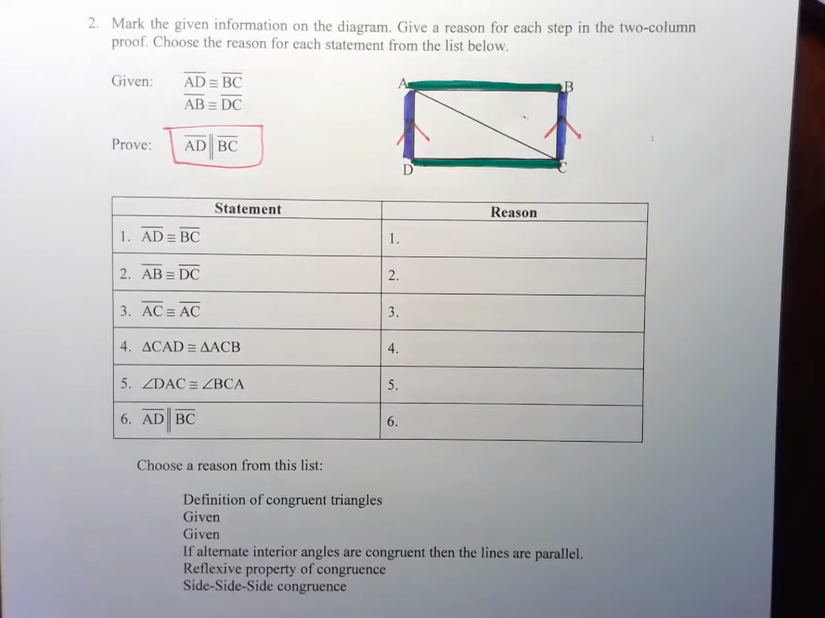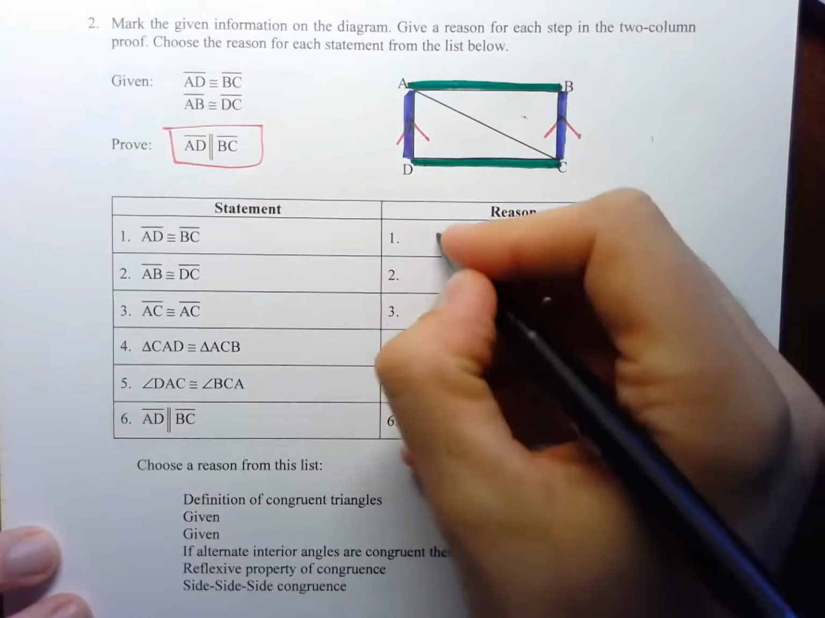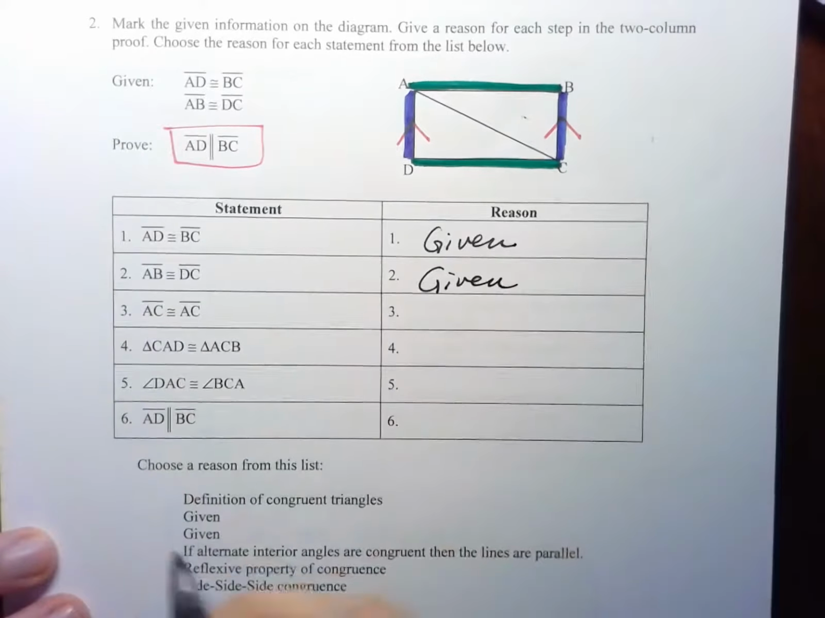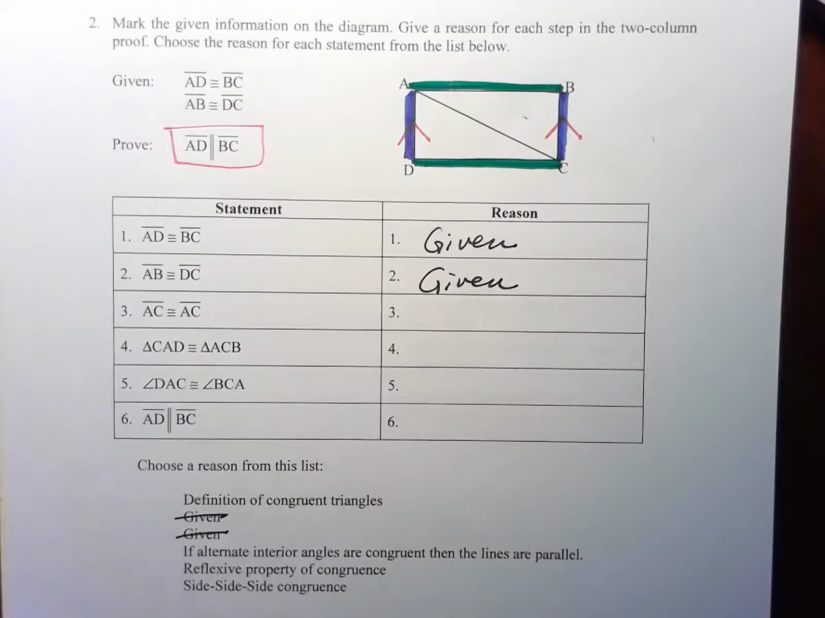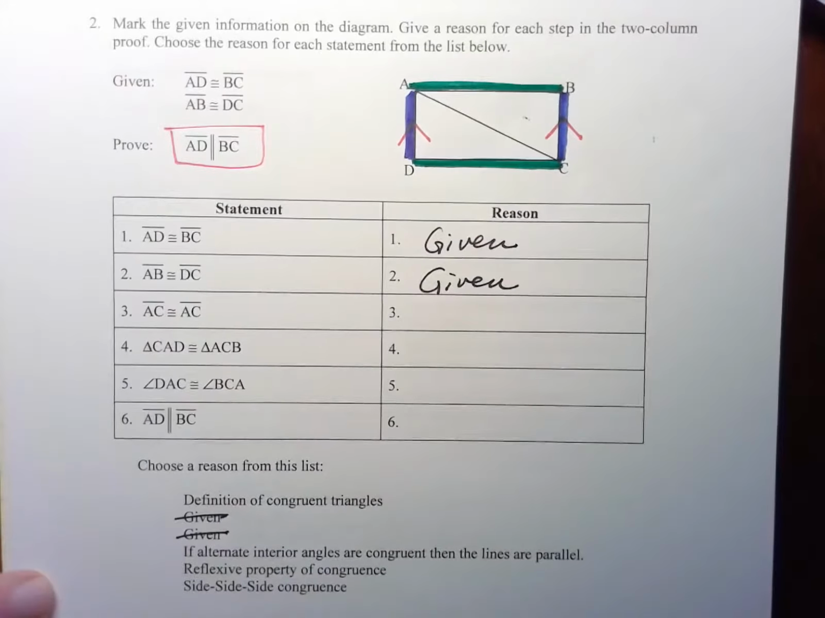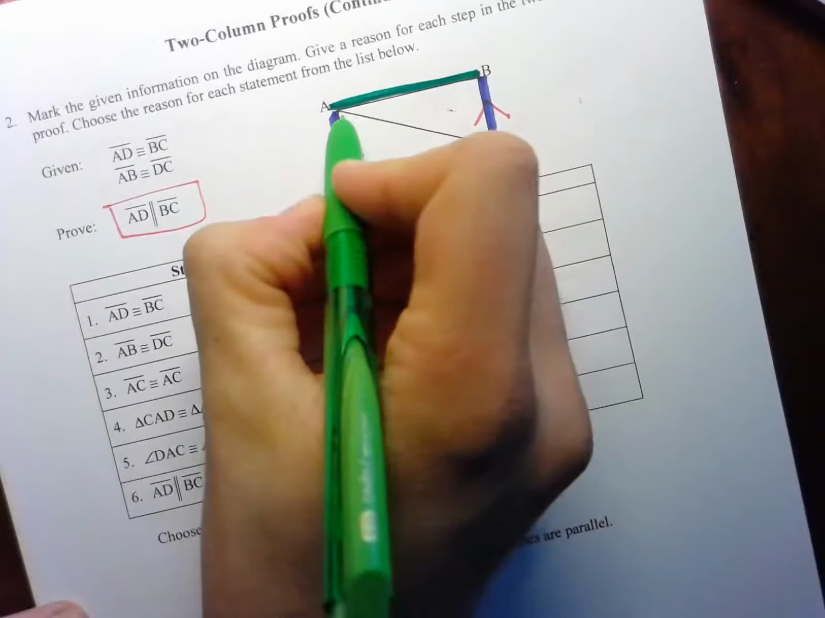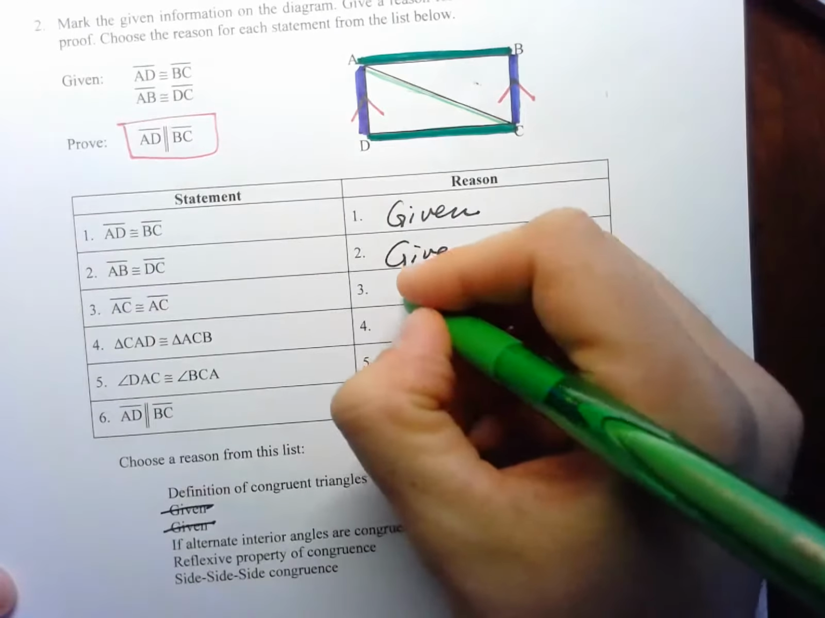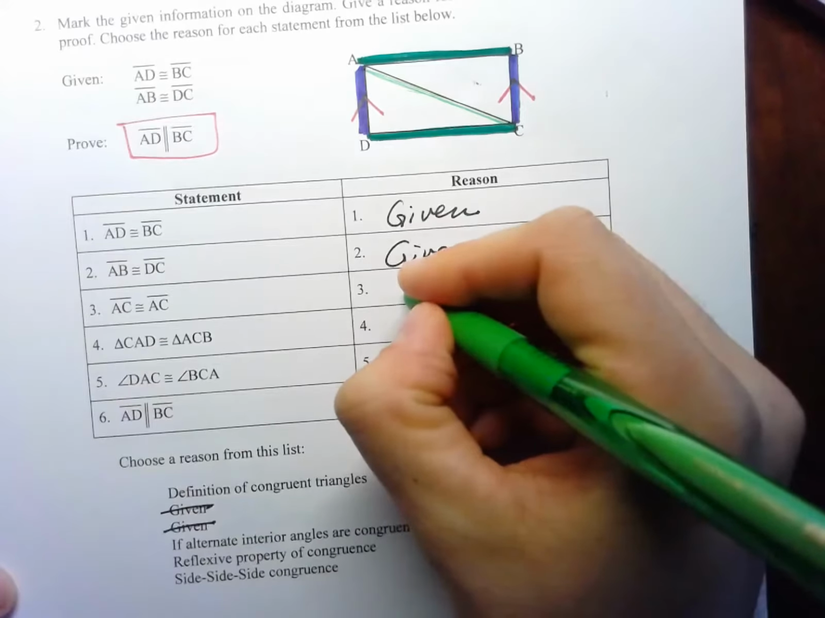So what do we know? What in the world do we know? We know AD is congruent to BC because it was given, and we know this is also a given, so we've used our two givens. Okay? Now we know that AC is congruent to AC, so that's here. That's this part right here. AC is congruent to itself because of the reflexive property.